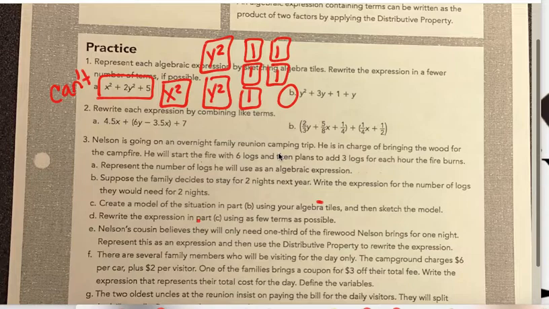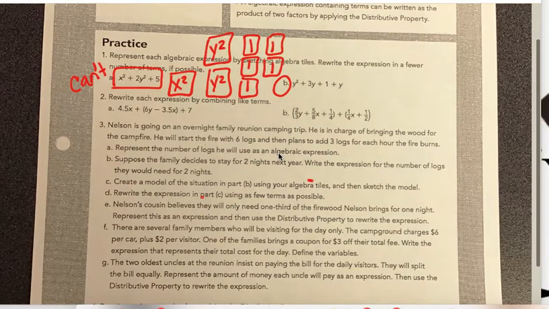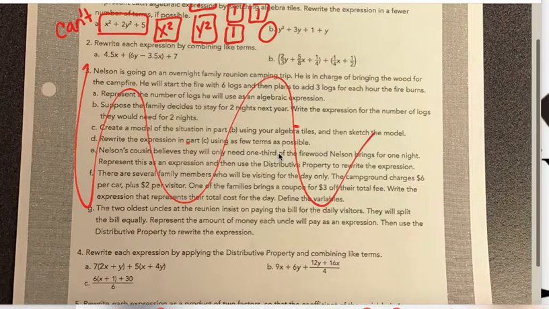And B, the same thing. You did not have to do any of 3. Okay, you did have to do number 4. Rewrite each expression by applying the distributive property and then combining the like terms.